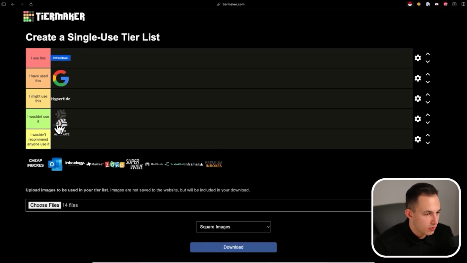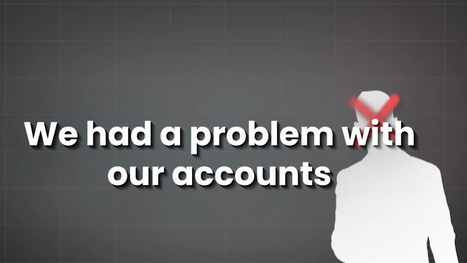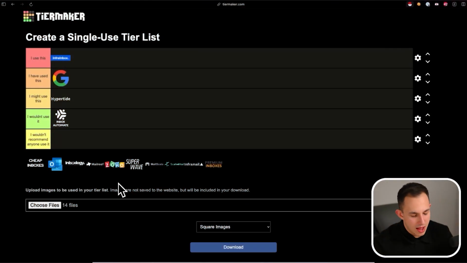I don't know what it is, but it's a consistent recurring occurrence. And that's why I would put Inbox Automate into I wouldn't use it, just because I did book a call with their founder. We both agreed to have a discussion about how we could potentially work together. He ended up no-showing on me, then ghosting me, and then we had a problem with our accounts and we couldn't get in contact. So I was a little bit upset about their interaction, and I wouldn't recommend using them whatsoever, especially considering now they only sell Google inboxes, and they sell them for very, very expensive. It doesn't really make sense, right? So that's my rant. I would put them at the I wouldn't use it category.